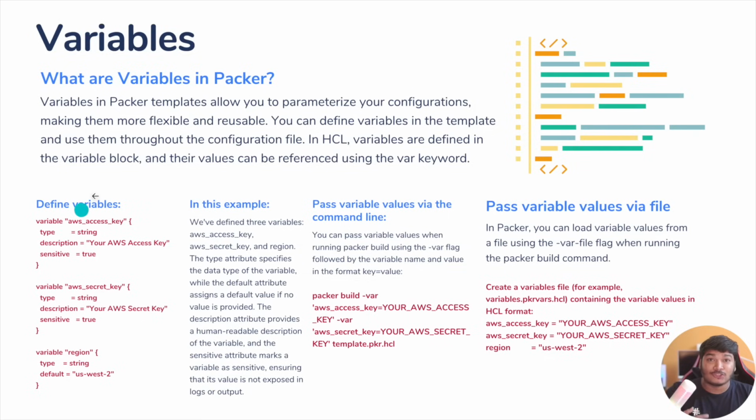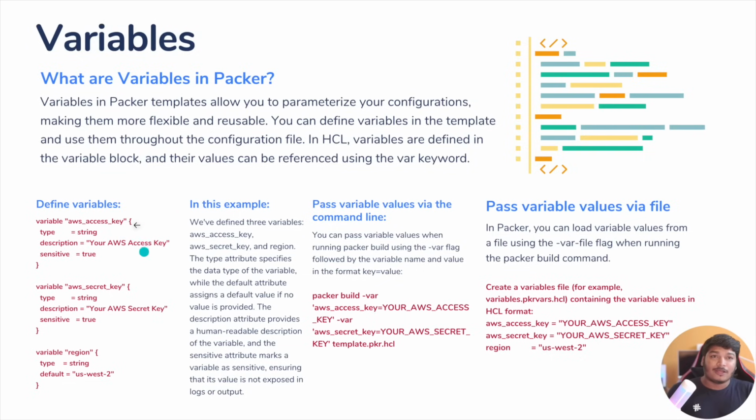You can give additional attributes like type, whether it's a string, number, or boolean. You can add a description. If it's sensitive, you can mention sensitive true, then it will be treated as sensitive. Or if you want to add a default value in the variable, you can use this particular attribute called default and assign the value there. So these are the different ways you can define the variable.